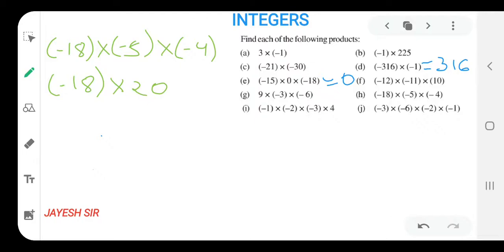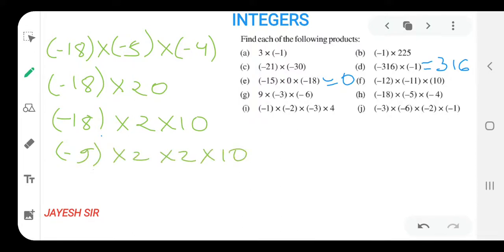Can 20 be further split, friends? Yes, 20 can be split. Minus 18 into 2 into 10, because I know how to multiply it with 10, so I have taken 10 from 20. Now I have written 2 into 10. Yes, if you are still facing a problem, then what we can do, friends? We can write minus 9 into 2, that means minus 18, and into 2 into 10 as it is. I hope you all might be getting it, friends.